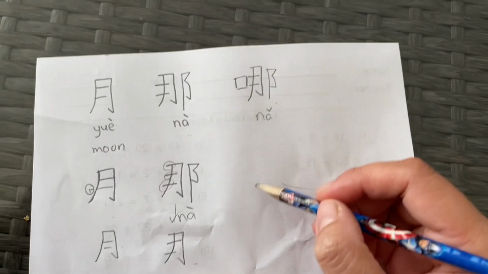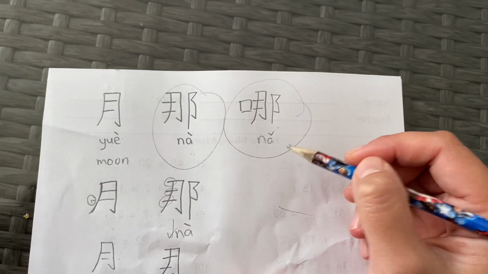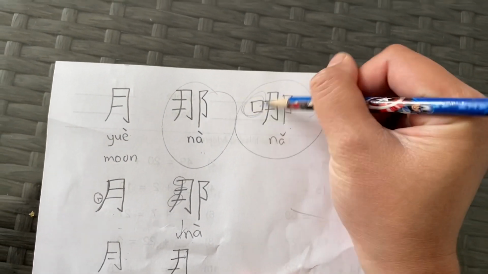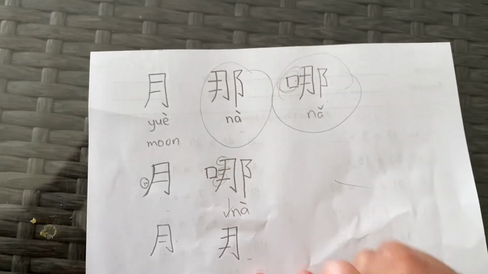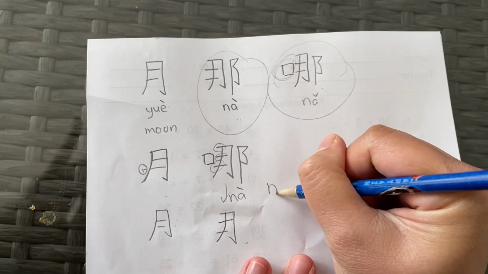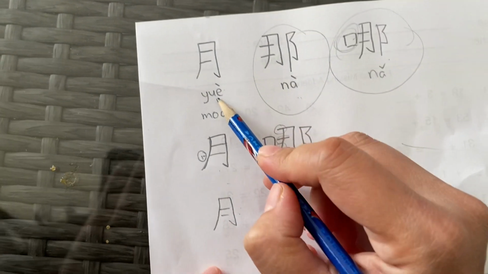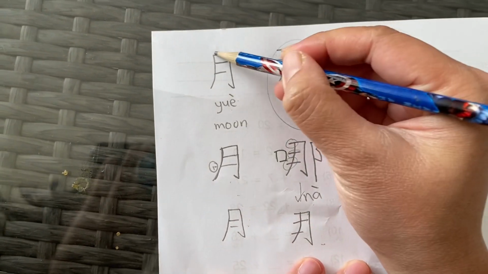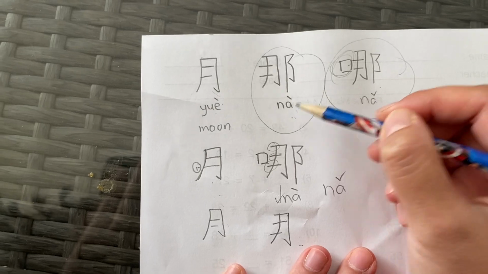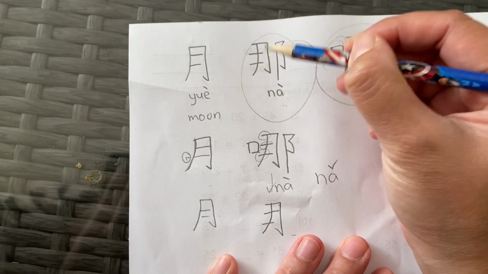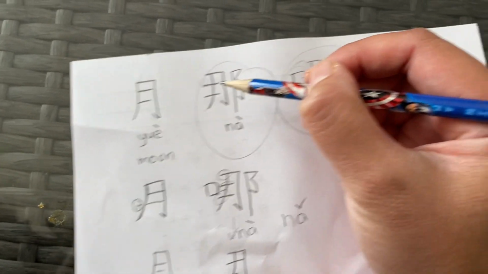Alright, now what's the difference between this na and this na? Very easy. It's just this extra ko. Alright, if I add this ko here, then it becomes na. Got it? This one is ye, which is moon. You start with pie, and then heng, ze, go, and then heng, heng. Now this na, you start with heng, ze, go, and then pie, and then heng, heng.